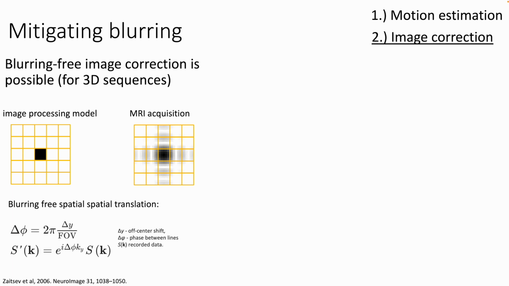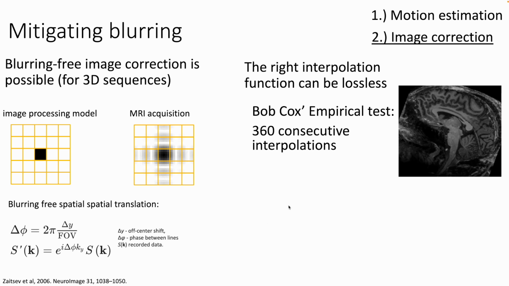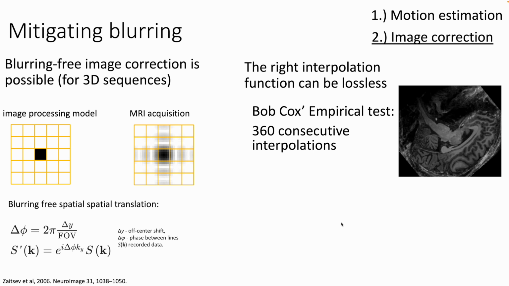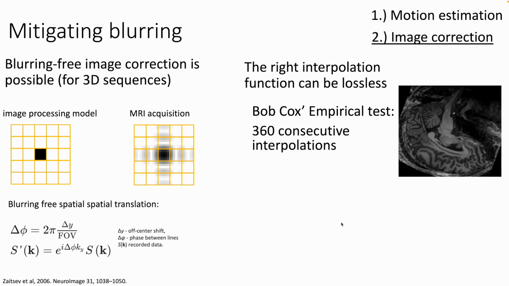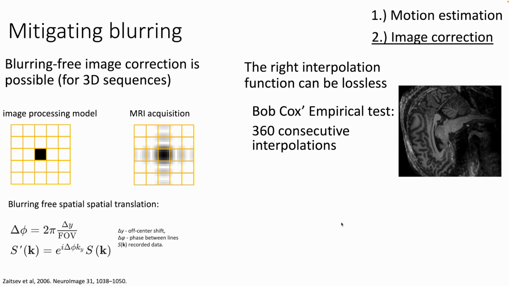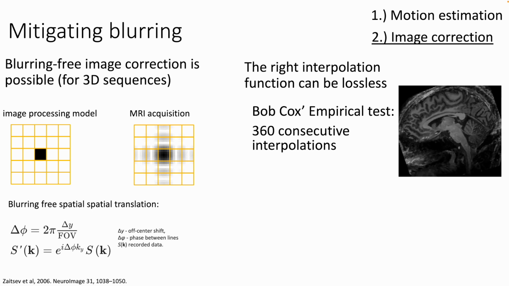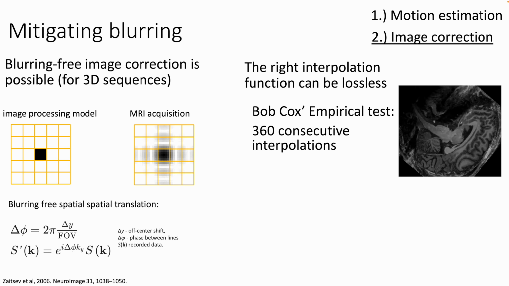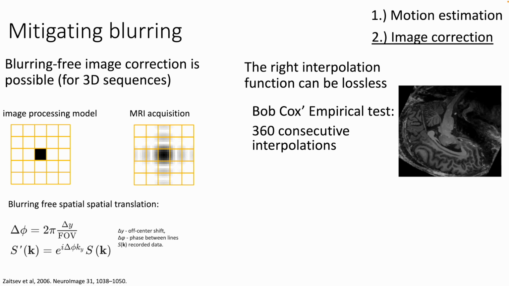For example, you can perform a translation operation simply by adding a phase gradient in k-space, right? And then for the image processing, it's rather a matter of getting the right interpolation function that best describes this kind of behavior. And with respect to that, I like Bob Cox's empirical test to rotate the brain 360 consecutive times in 1 degree steps, and then see if your end image, after applying this resampling operation 360 times, still looks like the one that you started with.